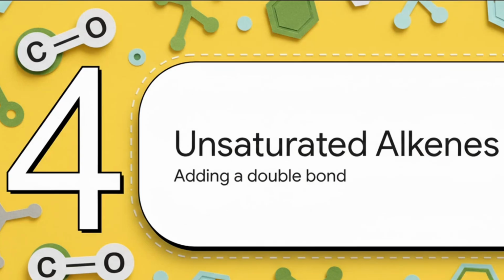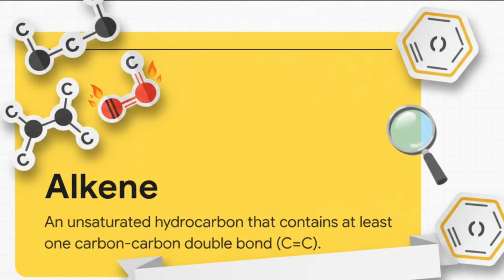Time to level up. Now we're going to see what happens when we throw in that rigid carbon-carbon double bond, which creates a whole new family called the alkenes. All right, so here's our new rule. An alkene is an unsaturated hydrocarbon, and that word, unsaturated, tells us everything. It means it's not holding the maximum number of hydrogens. And why not? Because of its defining feature, that carbon-carbon double bond. That double bond is the center of all the action. It's what we call a functional group, and it's what makes these molecules so much more reactive.